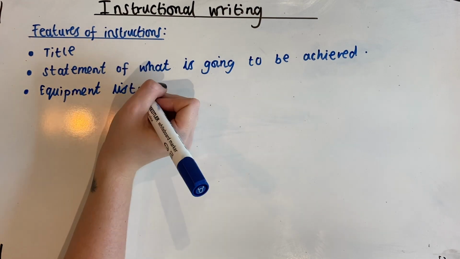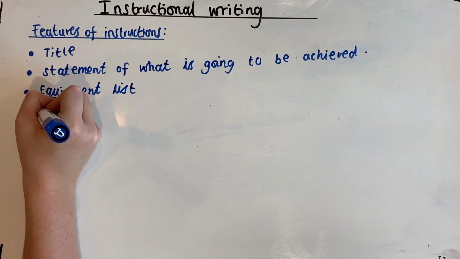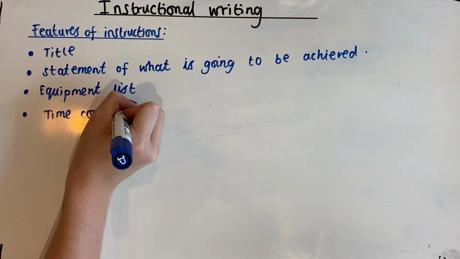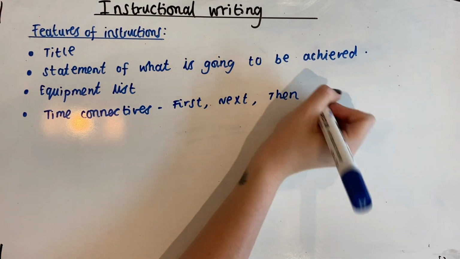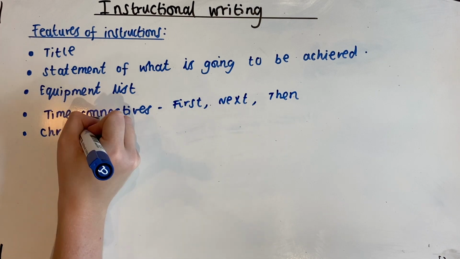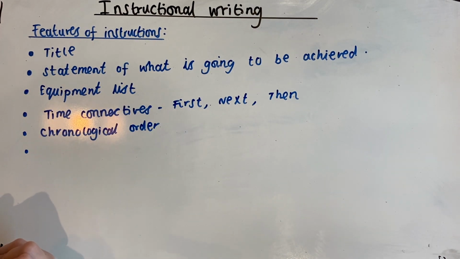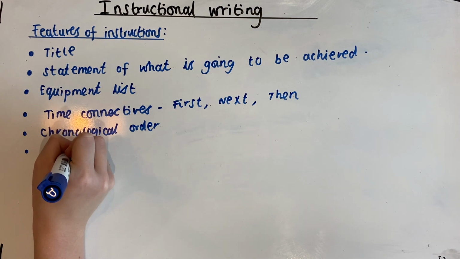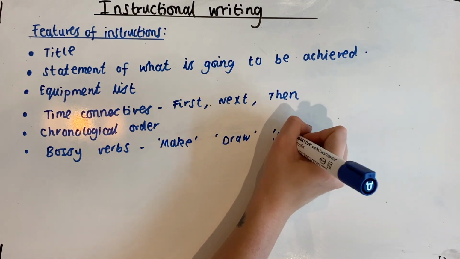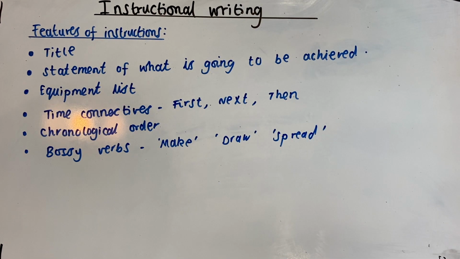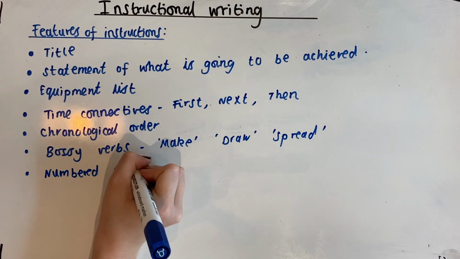Time connectives. Can you think of any time connectives? Great. You can have first, next, then. There are lots of time connectives that you could use. Chronological order. So that means in the order that it happens in. Bossy verbs. So for example, make, draw, spread. These are what we would call our instructional verbs that give us an action or something that we need to perform.